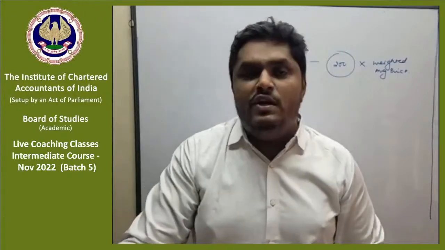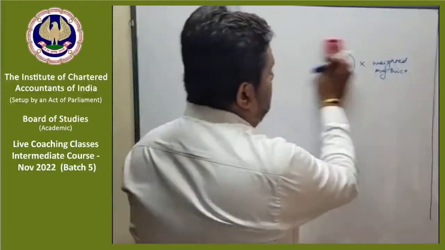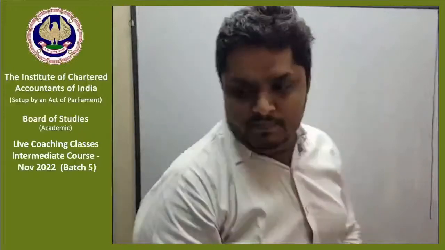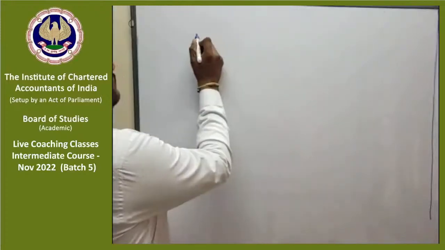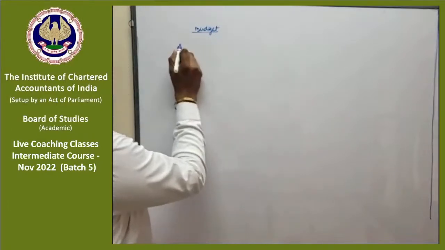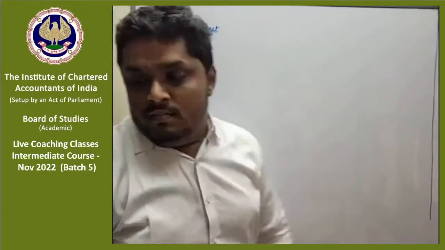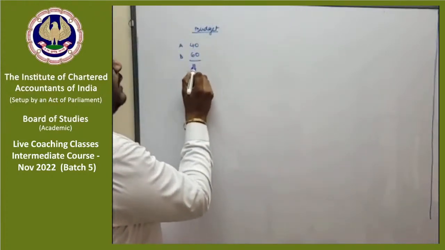So guys, let's start with illustration number 4. I'll be discussing yield variance in this question. Don't worry, guys. ABC Limited produces an article by blending 2 basic raw materials. It operates a standard costing system and the following standards have been set for raw materials A and B. 40 and 60 is the ratio. Total will be 100.